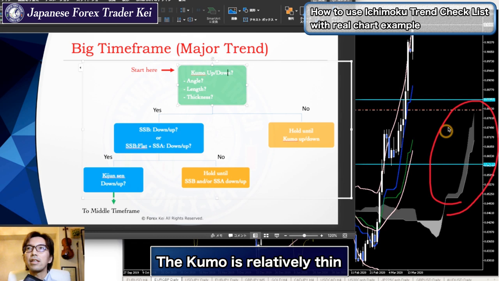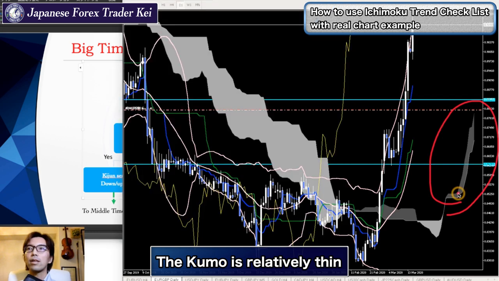This is relatively thin. So that means that volatility is quite strong, so the price might be retracing backwards anytime soon. When you see a thin Kumo like this moving up or down, that means that there might be retracing backwards. So in terms of the thickness, in this case, this is not really so reliable.